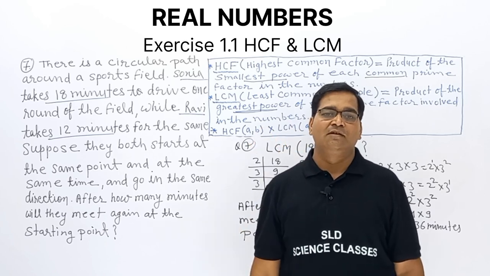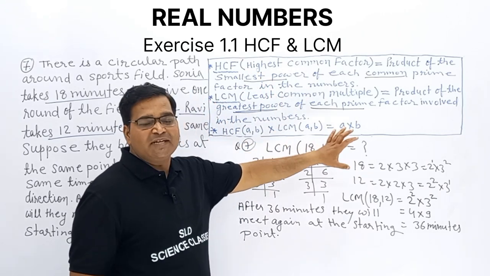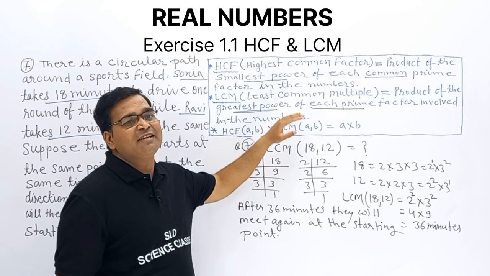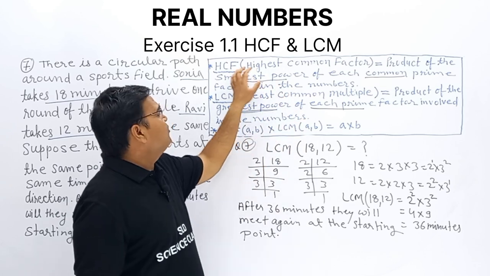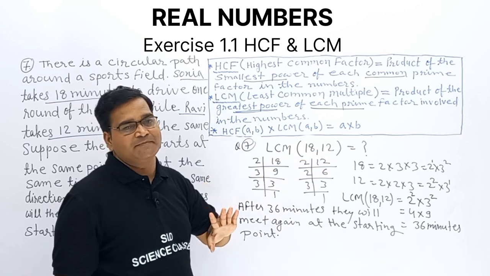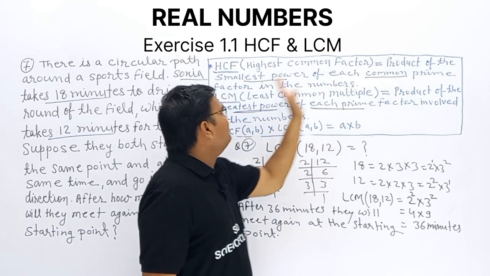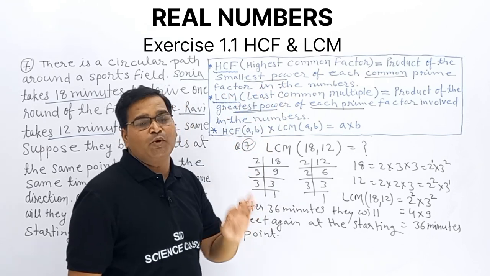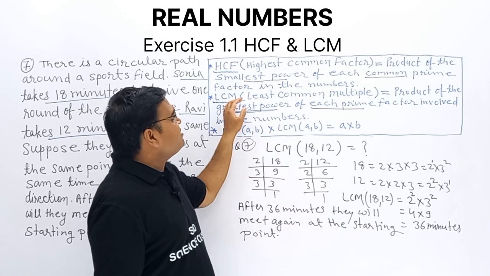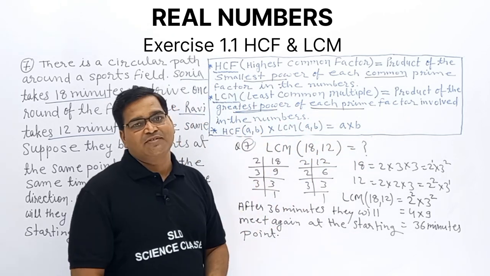And in the HCF and LCM, HCF 2 numbers के लिए 3 numbers का हो सकता है. HCF और LCM for 2 numbers and 3 numbers we can find. But what about the HCF? दोनों नंबर्स के अंदर जो प्राइम नंबर कॉमन होता है, and we say what? Smallest power of each common prime factor in the numbers, smallest power, like this we say. But LCM, greatest power of each prime number involved in the numbers, the greatest one.